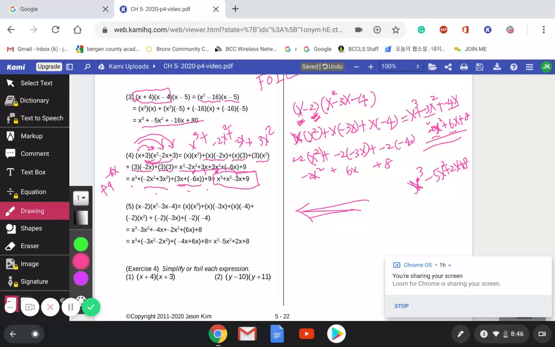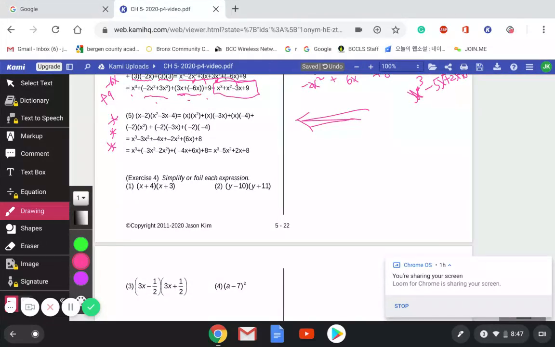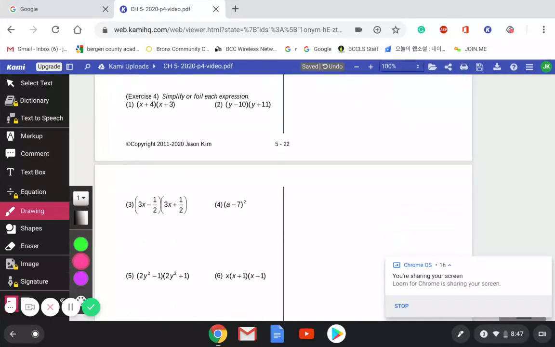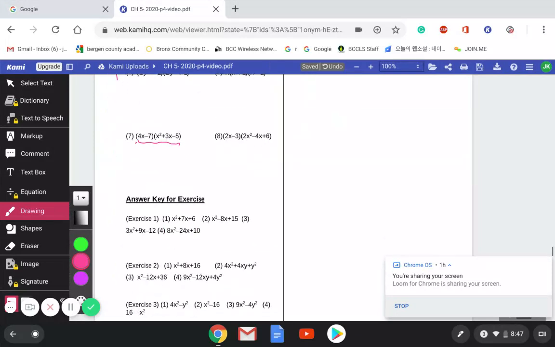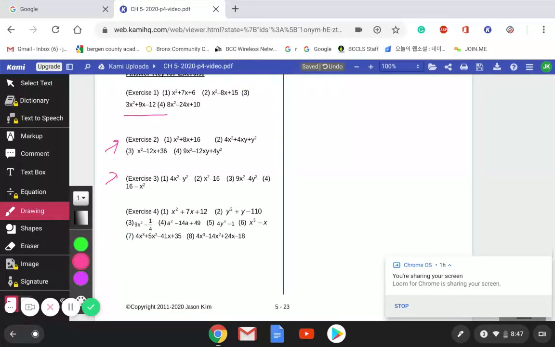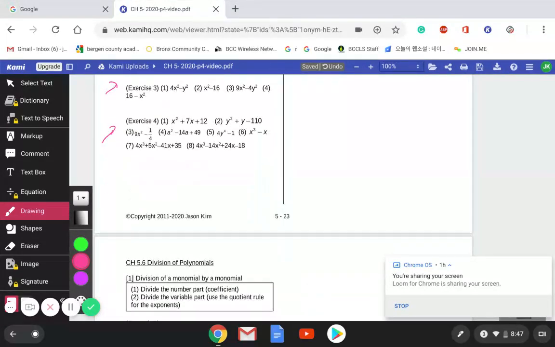Again, only practice makes it perfect. You should try this many times. It's one of the hard questions. Now do some exercises. Check your answers with the answer key in exercise 1, exercise 2, exercise 3, and exercise 4.